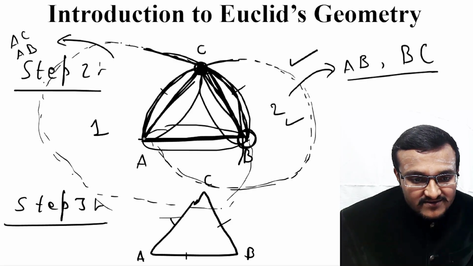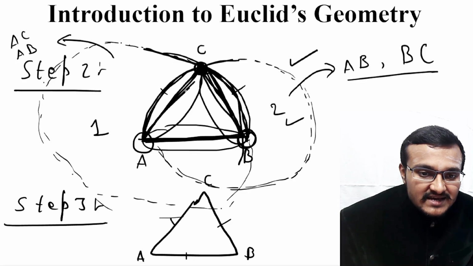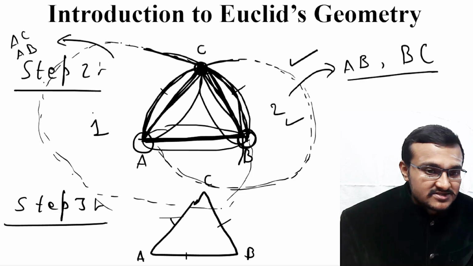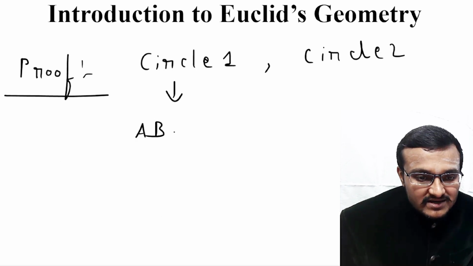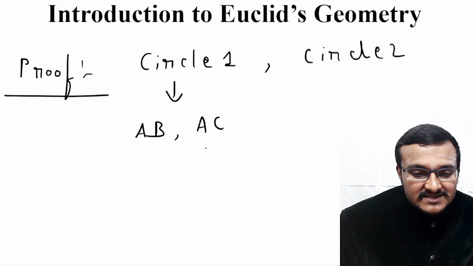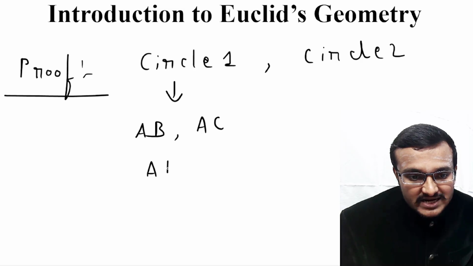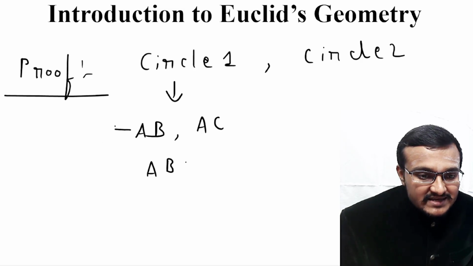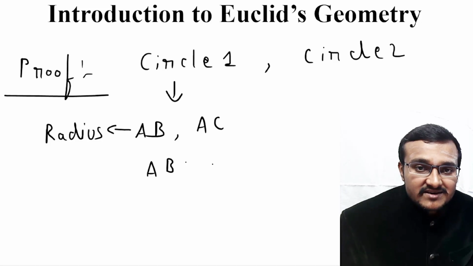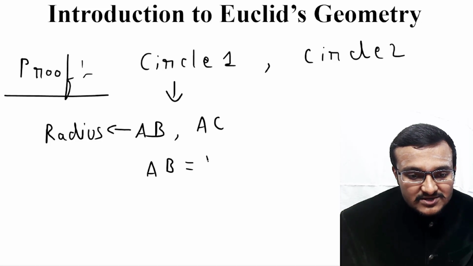So in circle 1, if you consider A as the center point, AB is one radius, AC is another radius. So that means in circle 1, AB and AC are the radii. Because AB and AC are radii of circle 1, AB is equal to AC.